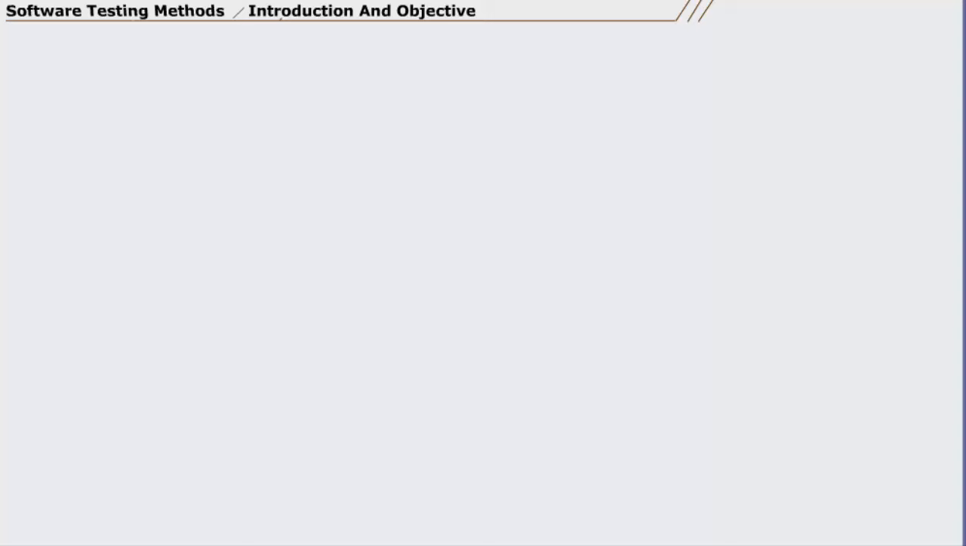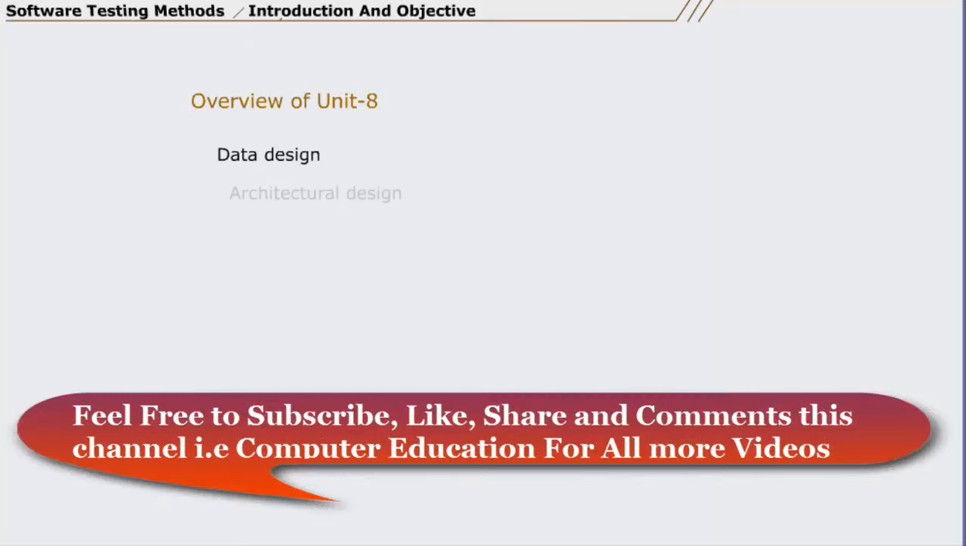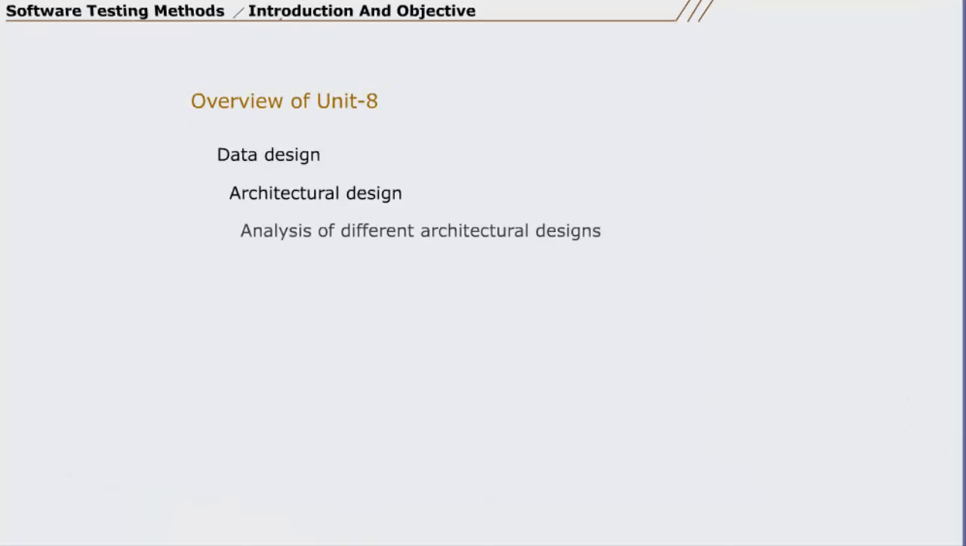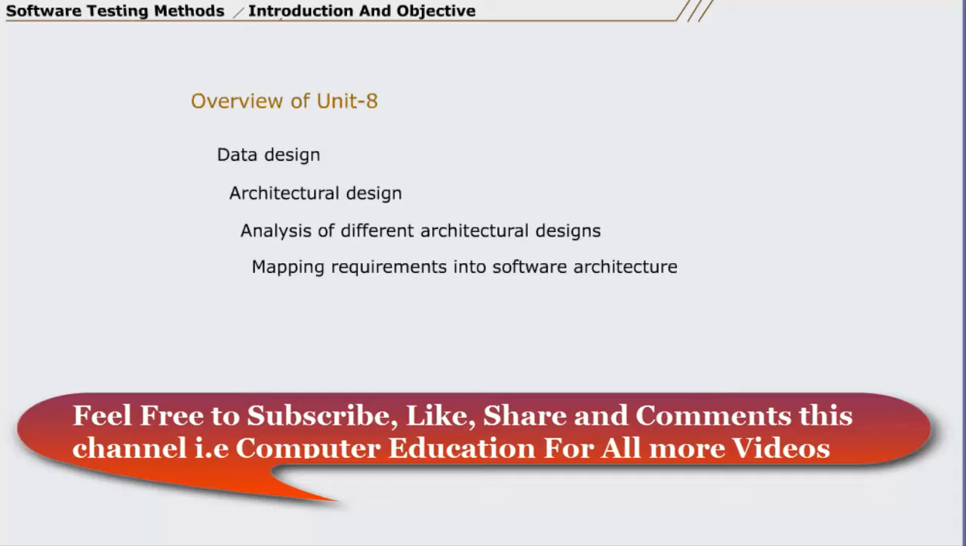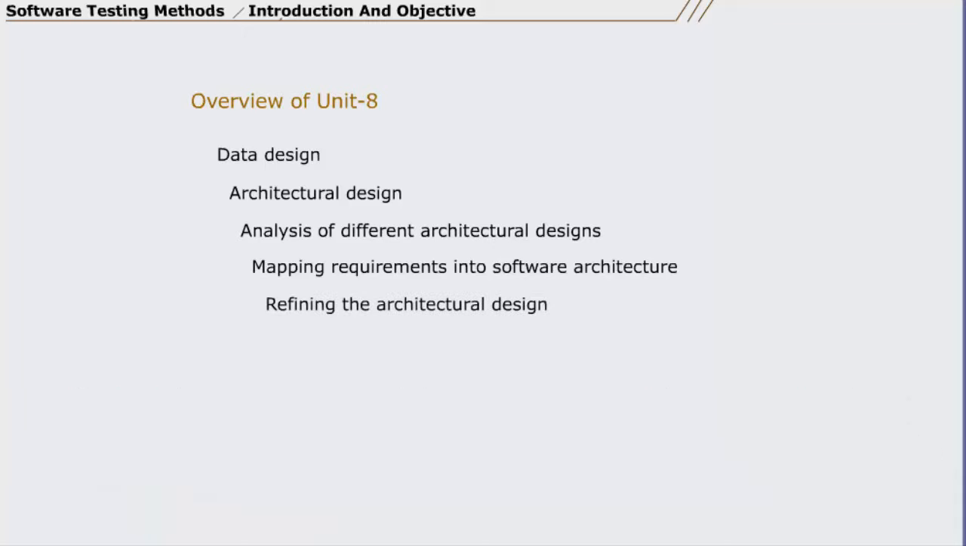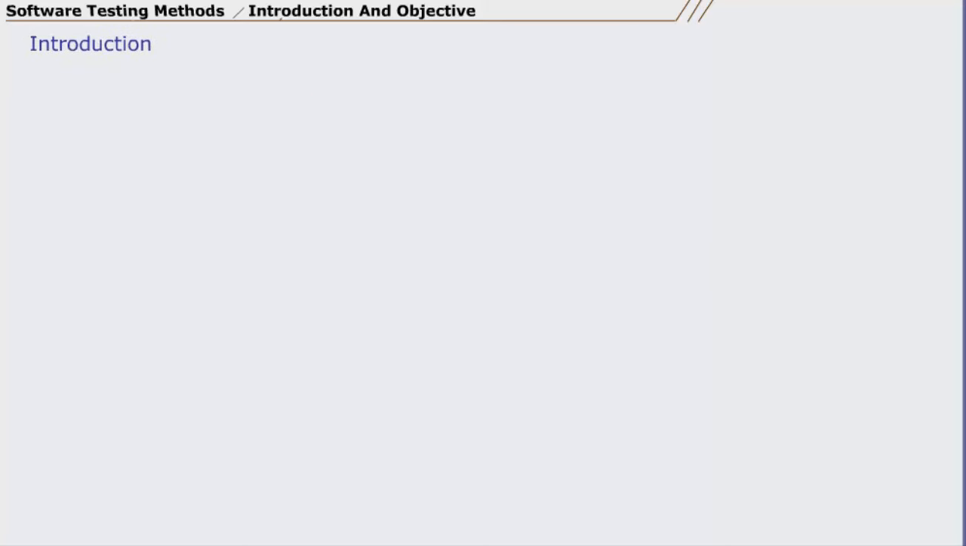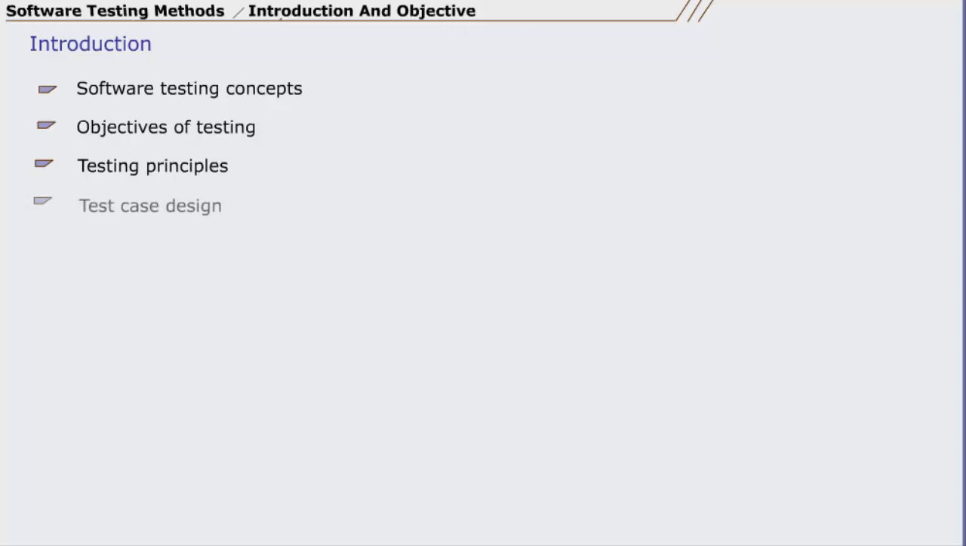Dear students, welcome to the 8th unit of Software Engineering. In Unit 7, you were introduced to data design, architectural design, analysis of different architectural designs, mapping requirements into software architecture, and refining the architectural design. In this unit, you will learn software testing concepts, objectives of testing, principles of testing, test case design, and different techniques for testing.